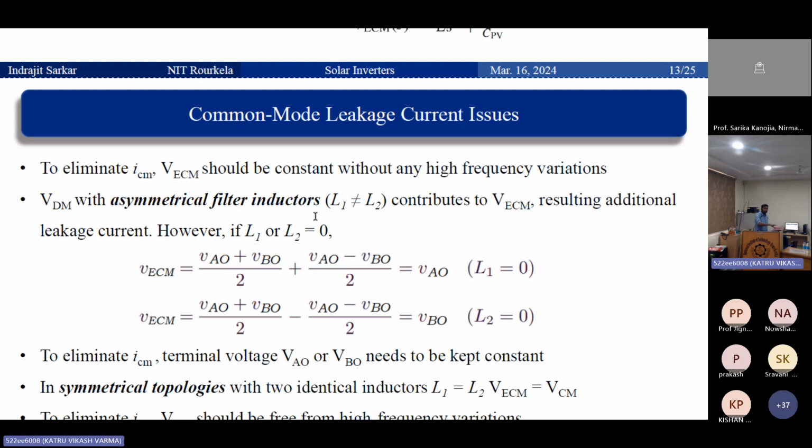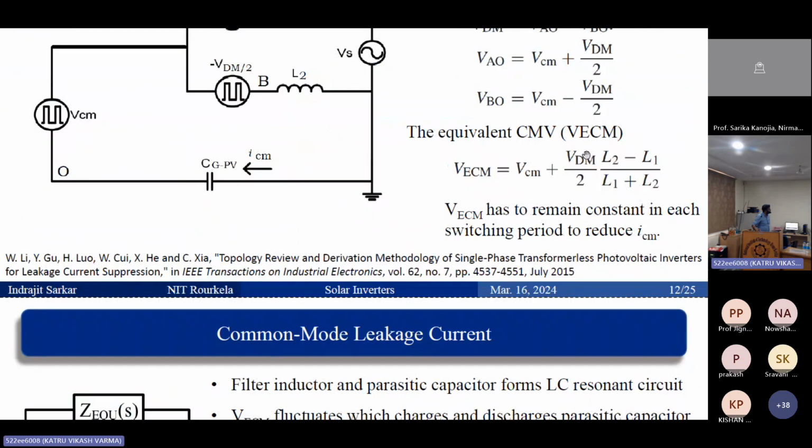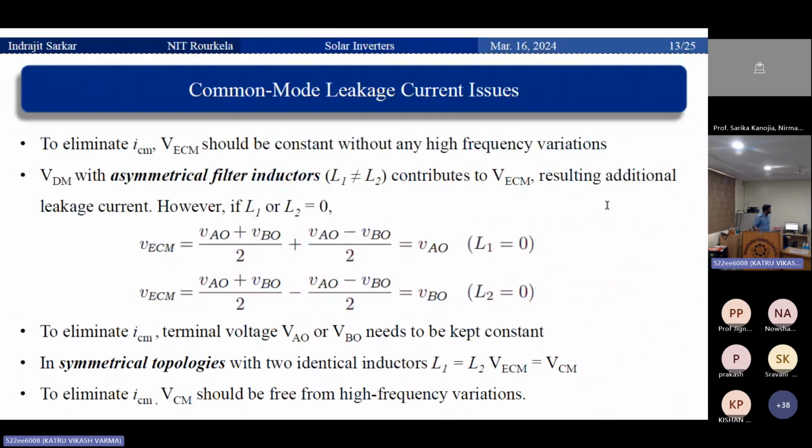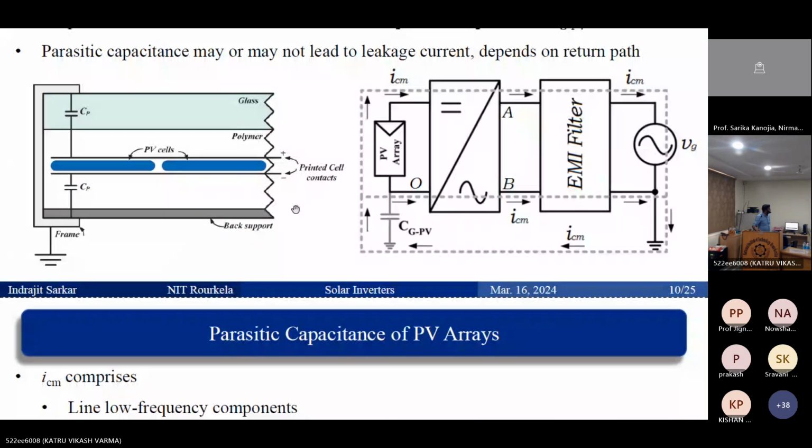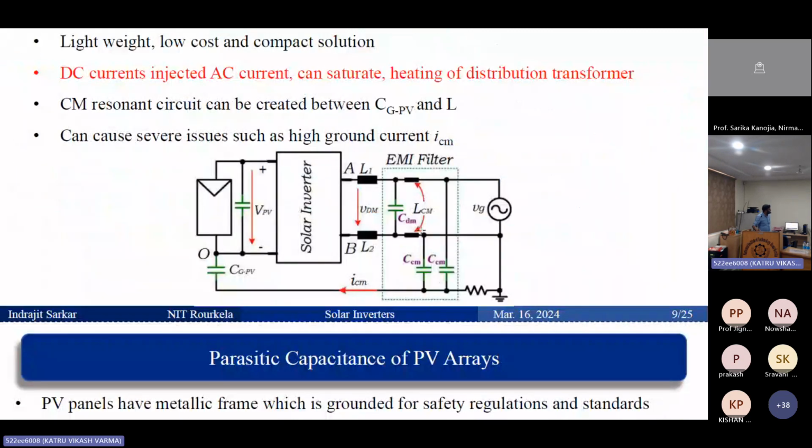When we have both the inductors in place, but their values are not the same, then this term is not going to be 0. In that case, what will happen? That's a very simple derivation we'll get. So here, if you make any one of the inductors 0, what we are making is, this inductor we place and this inductor we make 0, or we put this inductor and this inductor we make 0.